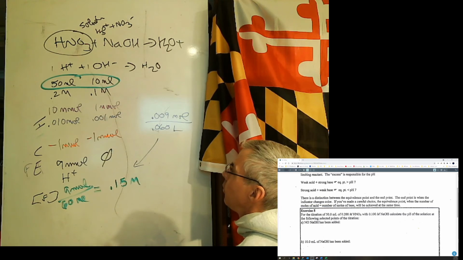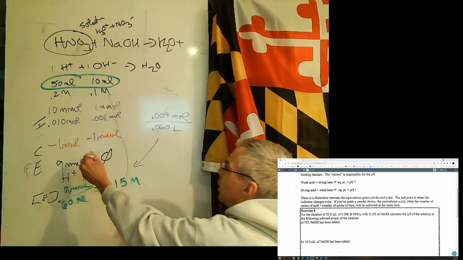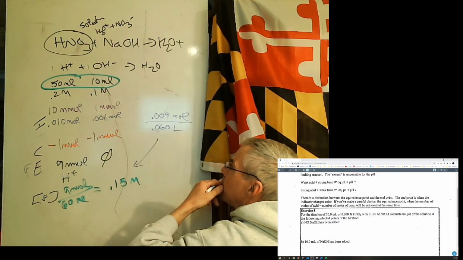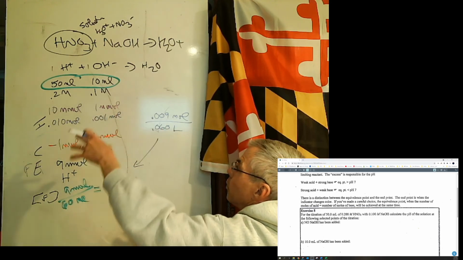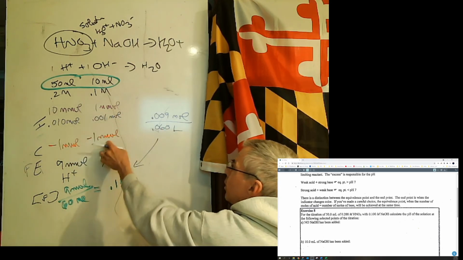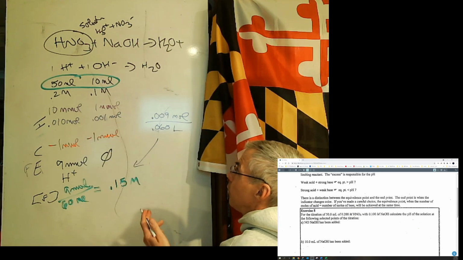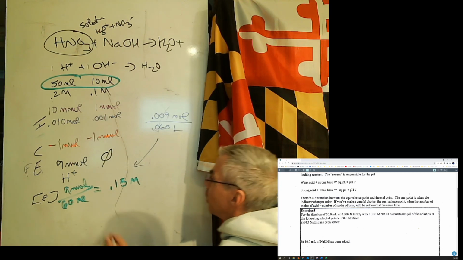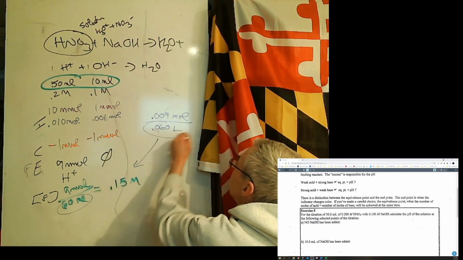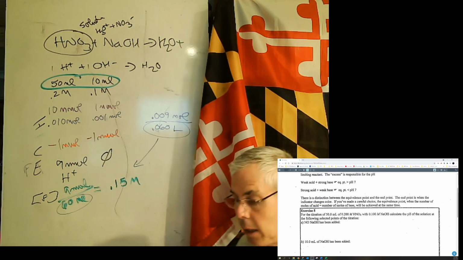So the takeaways here, you still set up your ice table. You make sure the amounts that are the change, since it's strong, anytime we're adding strong to strong or strong to weak, all of that's going to be used up, if there's enough of the other to react with it, and then we can figure out from our new volumes. If you have any questions, let me know, but I thought it'd be helpful to have this.